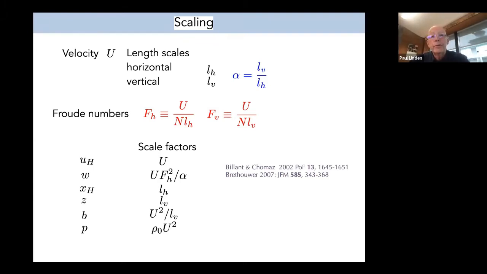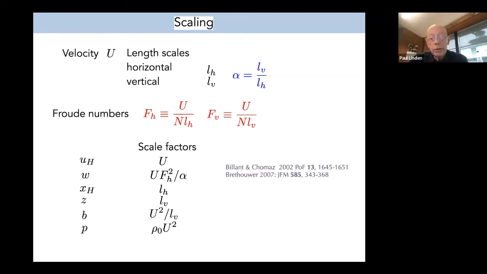And what represents essentially the strength of the flow compared to the strength of the stratification can be represented through a Froude number, F, which is the ratio of the velocity to the stratification. So U over N times a length scale. And we have two length scales, so we have two Froude numbers, a horizontal Froude number FH and a vertical Froude number FV. They're again dimensionless quantities. N has dimensions of 1 over time, so the denominator has a velocity scale and cancels out the dimensions of the numerator.